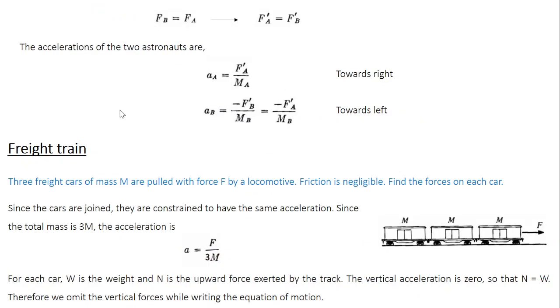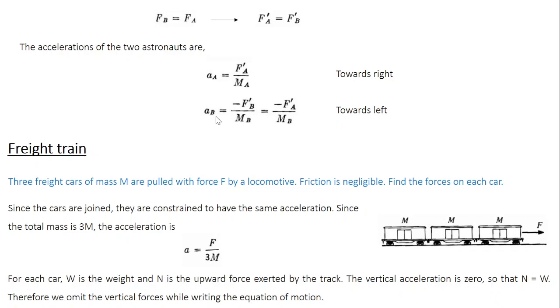Now from Newton's third law, I know that Fb equal to Fa. From Newton's third law, I know that Fa prime equal to Fb prime. The forces are equal and opposite. So from these two, I can write the accelerations of the two astronauts: AA equal to the force exerted by the rope onto astronaut A, Fa prime, divided by the mass of the astronaut Ma. This is a positive acceleration, which means it's pointed towards the right.